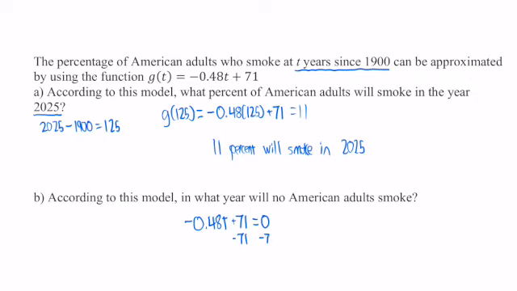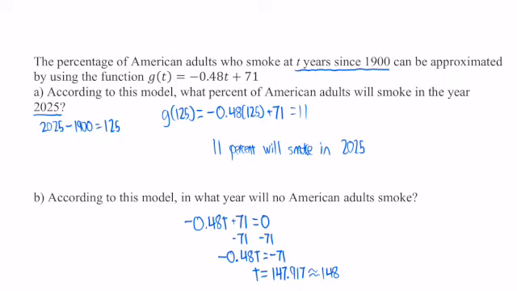First, we subtract 71 from both sides, leaving us with negative 0.48t equals negative 71. And now we would divide both sides by negative 0.48, and we would end up with t equals, on my calculator I have about 147.917, just to round it off to 3 decimal places or so, or right around 148, just to round it to the nearest whole number.